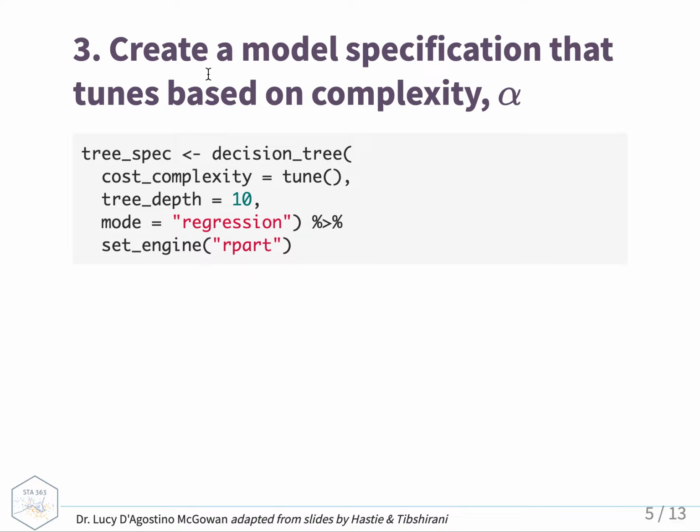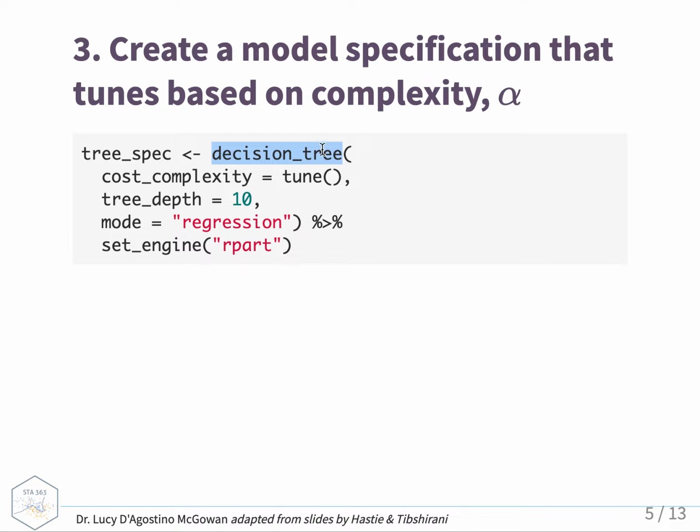My third step is going to be to create a model specification that tunes based on complexity, alpha. So let's take just a second to walk through this. I'm calling this model tree spec. This should look kind of like, when we were making our model specifications, for example, for ridge and lasso, we were using the linear underscore reg function. But now we're doing decision trees, and so I'm going to use the decision underscore tree function.